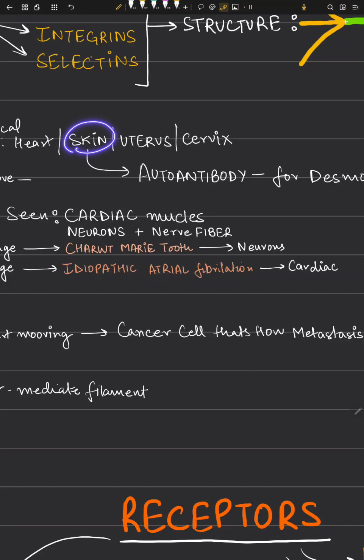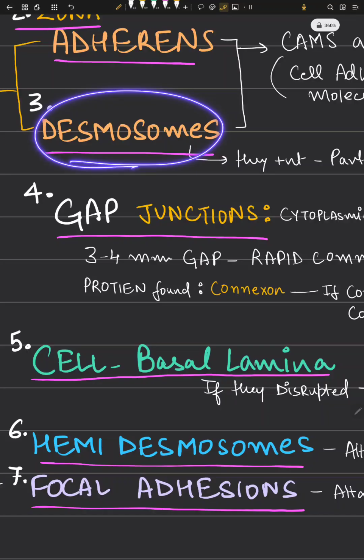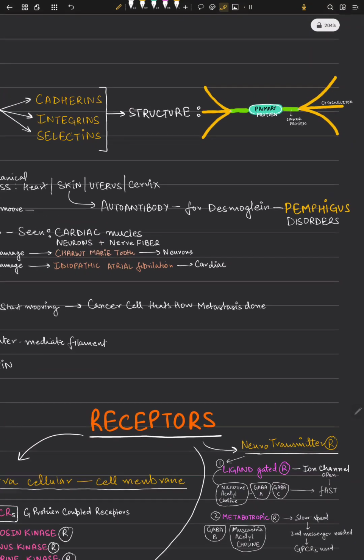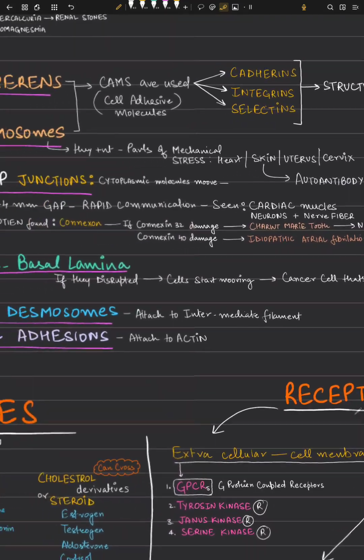Okay. Now, if the skin has antibody from itself towards its own desmosomes, for example, antibody for desmoglein. Again, I told you the name of these primary proteins, these things can change. So, antibody for desmoglein, we call this pemphigus disorders. There are many pemphigus disorders.